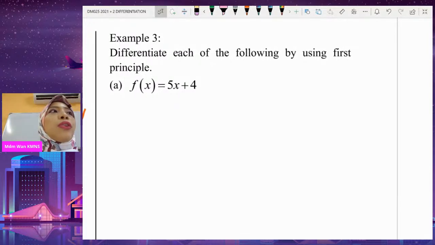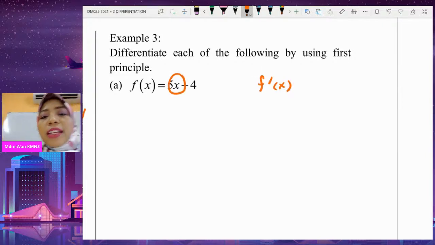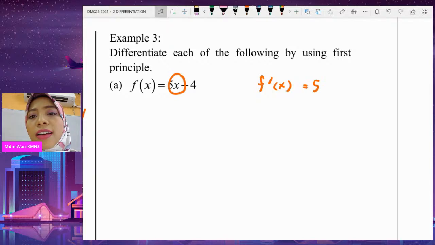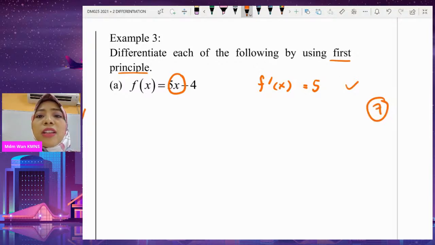Differentiate each of the following by using the first principle. Memanglah kalau differentiate dulu macam kat sekolah, cikgu, differentiate je lah cikgu, f prime x. Ni kan 5x ni kan equals to 5. Memanglah senang. But then the question want what? Using first principle, correct or wrong? If the mark is 7, you give me this kind of solution, what do you think the pemeriksa will give you? 0 over 7?